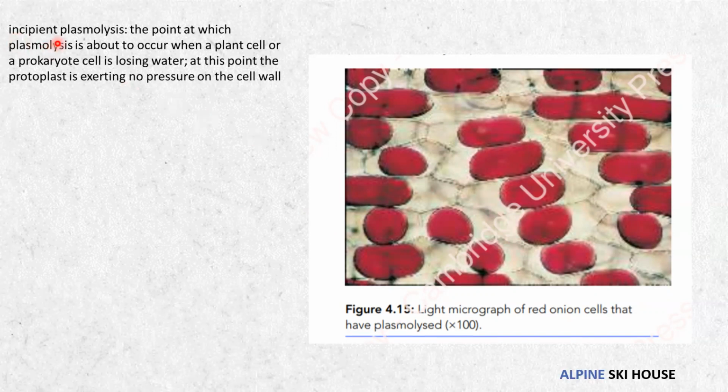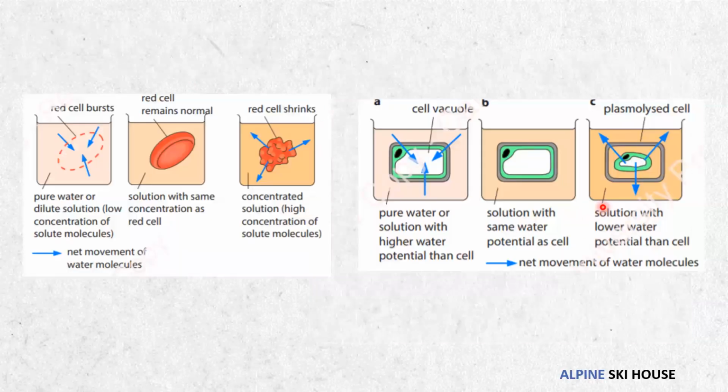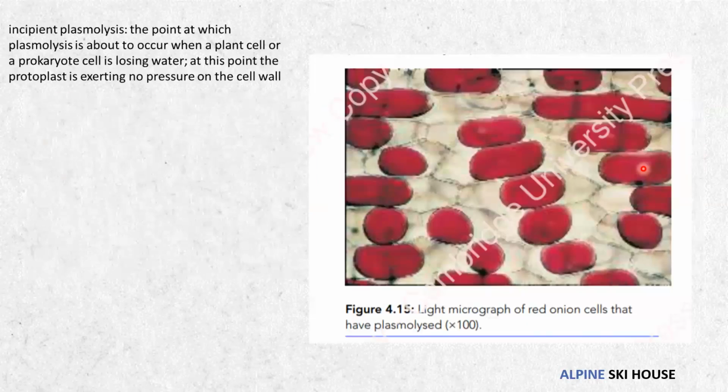What is incipient plasmolysis? It is the point when plasmolysis is about to occur. Simply, it's when the cell is in this shape, but one second after, it's going to become this. The point at which plasmolysis is about to occur is incipient plasmolysis, which means incoming plasmolysis.